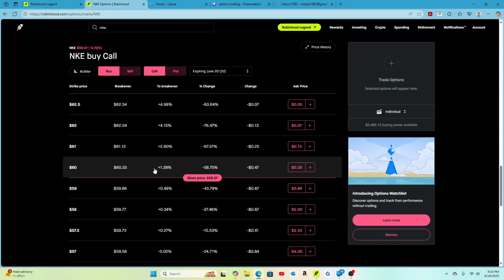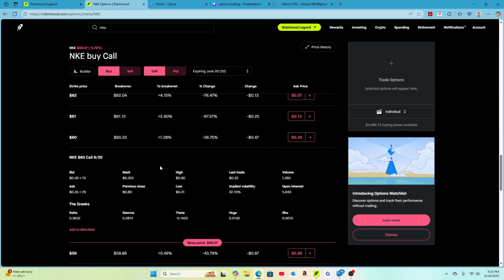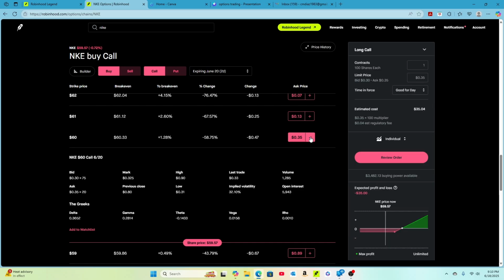When you click on here, you get a little more info. Only thing I look at is my break-even price, implied volatility. See how volatile the stock is. And one thing I look at is the delta. The delta is actually the percentage of if you're actually going to make a profit or not. So this is saying you have a 36% chance. And we're going to click on, remember I said 35 cents, you're actually paying $35. When you click on here, it's going to bring up your total cost, $35.04, because obviously Robinhood's got to make some money somehow, right?